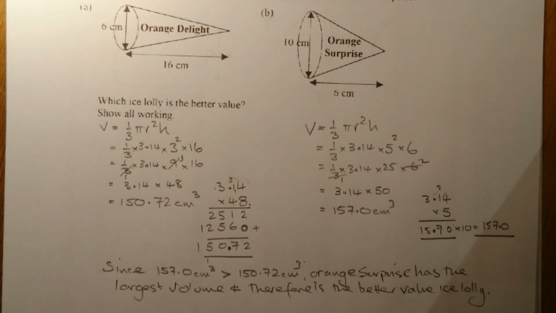Okay, hopefully that all appears on the video there just down at the bottom. Okay, so that's the first question complete. All I'm doing there is using the formula that I've been given for the cone, working it through without a calculator, making a comparison between the two, stating which one's greater than the other and which one has the largest volume and therefore the better value isolate. Okay, that's question 1 complete.